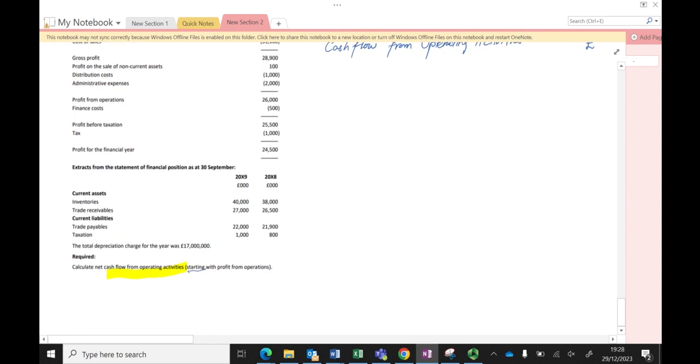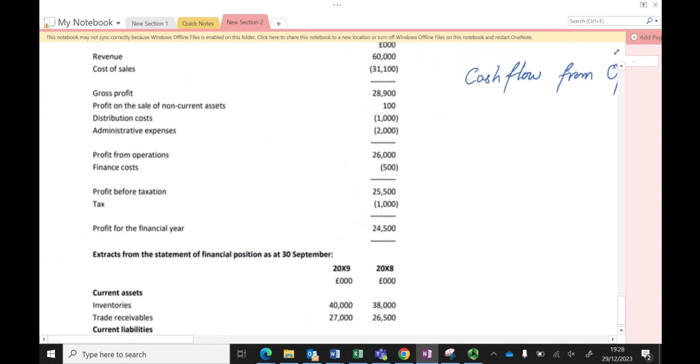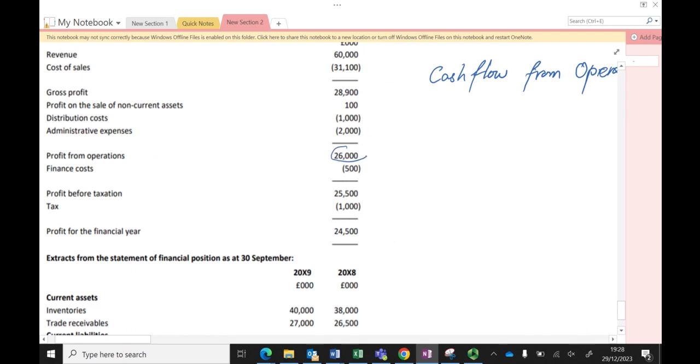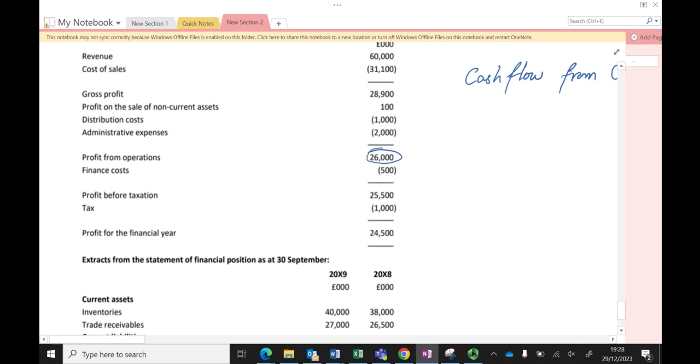And I'll be starting my question from profit from operations. That means it will be starting from here. That will be my starting point. If I was starting from here, then I have to deal with the finance cost, which is add back this finance cost into 25,500, and later I had to subtract the finance cost paid. So this is my starting point. So 26,000 has not been affected by the finance cost and the tax.